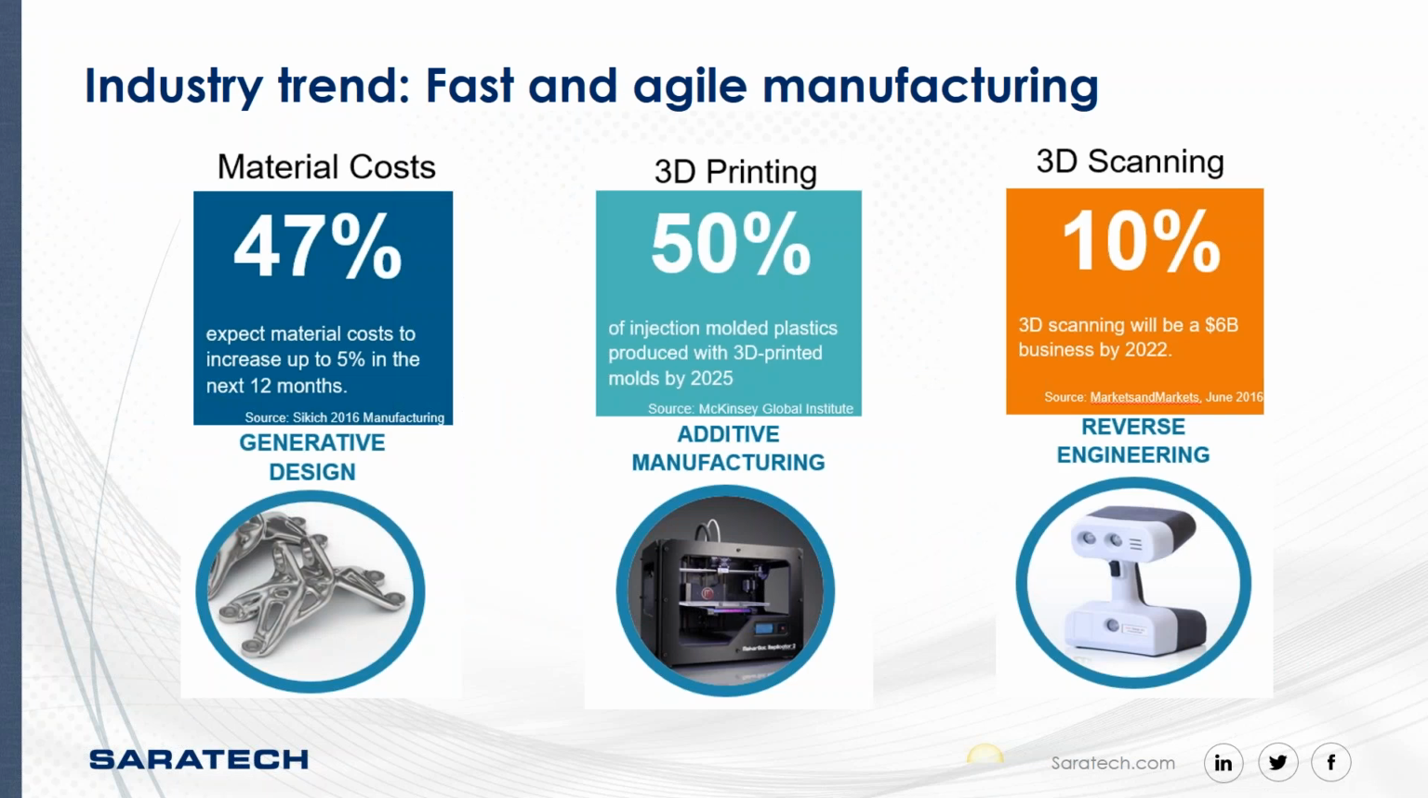So some trends that we're seeing, well, fast manufacturing is definitely one of them. If you can see from these statistics, 47% of manufacturers expect material costs to increase up to 5% in the next 12 months, meaning engineers need to figure out ways to use less material, and Solid Edge is equipped with that, with its topology optimization, and its function is generative design.